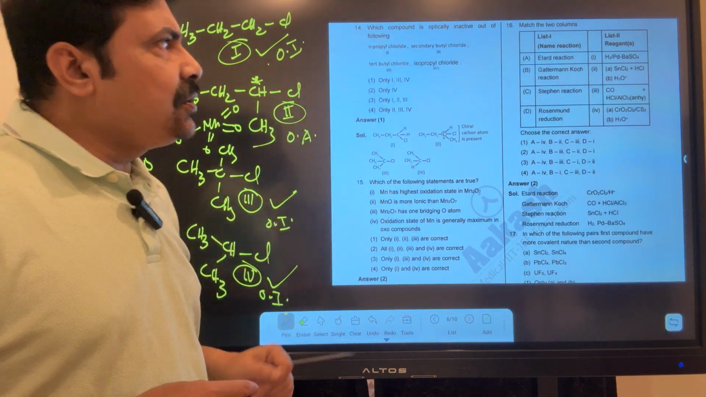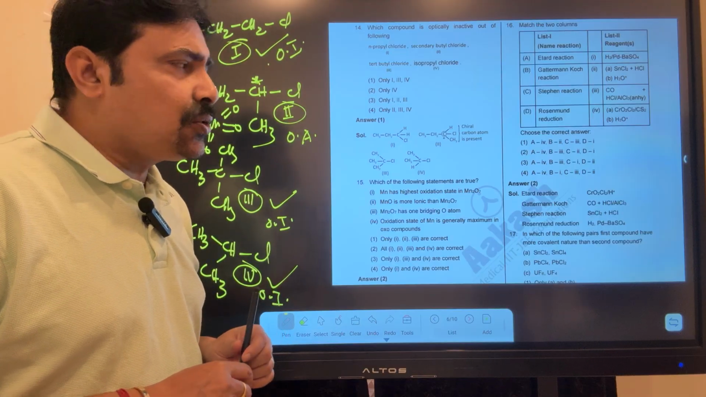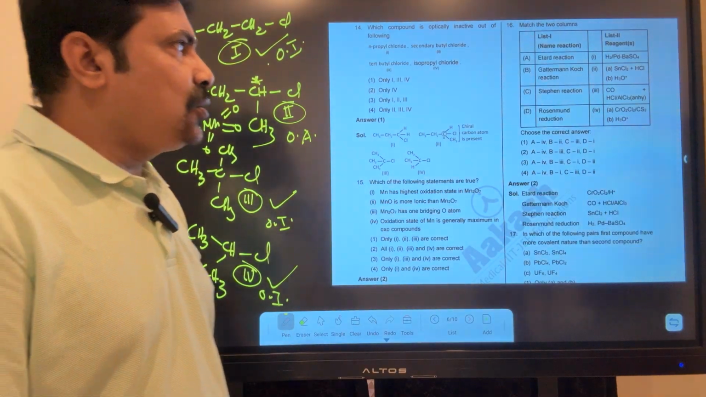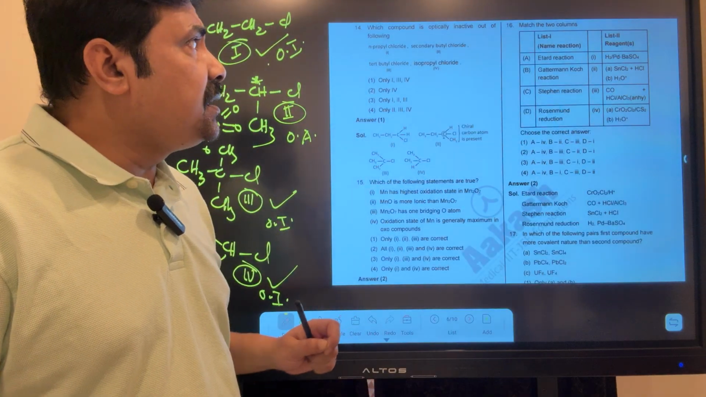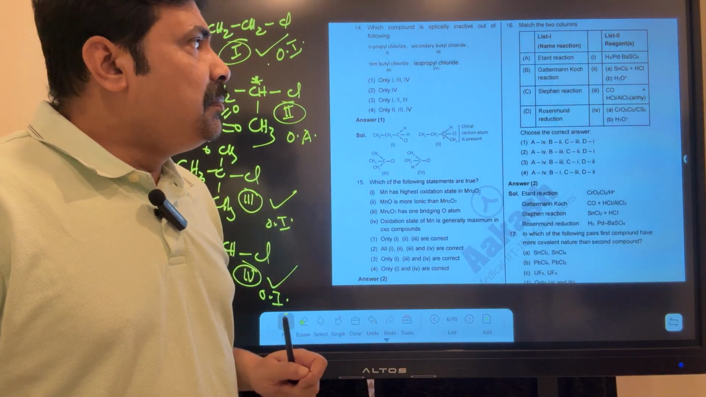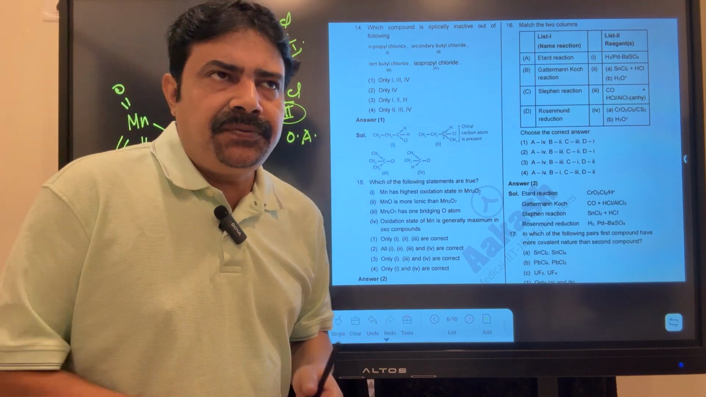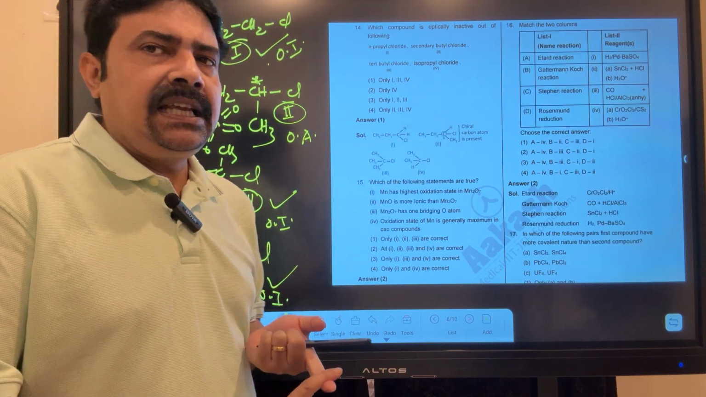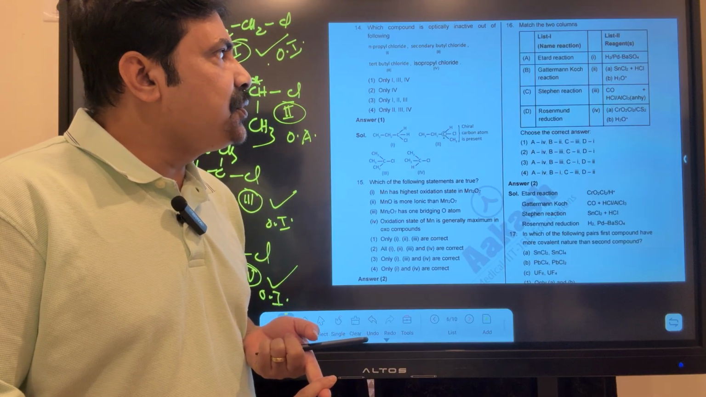Come to the matching questions. What is the Etard reaction? In the Etard reaction, if you take toluene and treat it with CrO2Cl2, CS2 and H3O+, then you will get benzaldehyde. So that's why A will be matched with the fourth one. Gattermann-Koch reaction means benzene treated with CO, HCl, AlCl3, you will get benzaldehyde. So that's why B will be matched with 3.